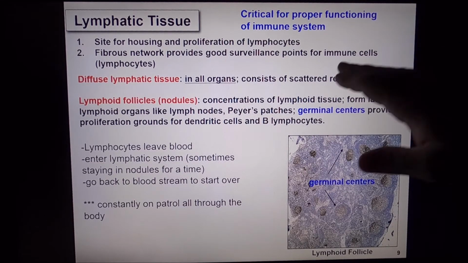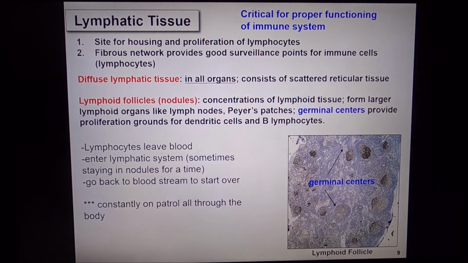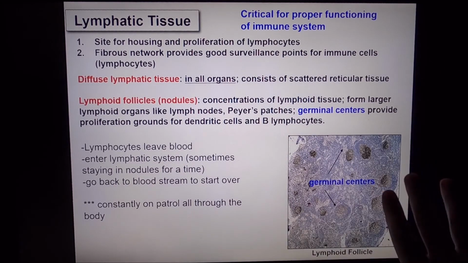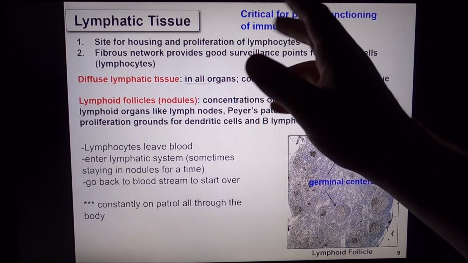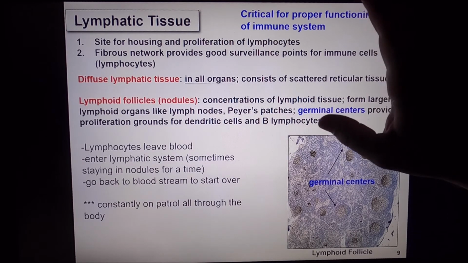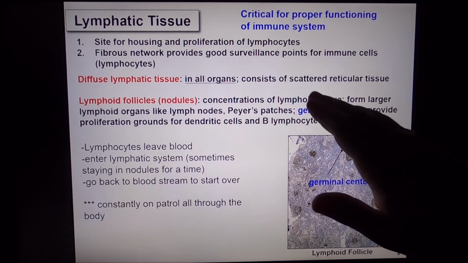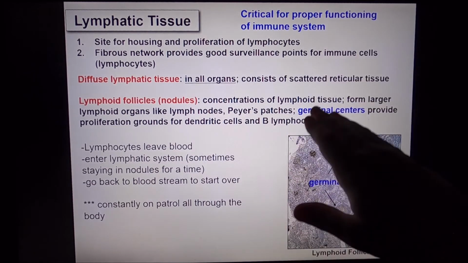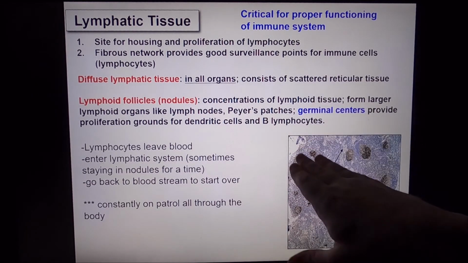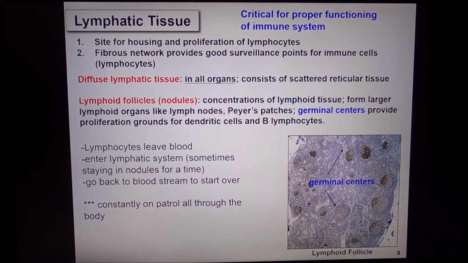It's absolutely true. And two, they provide a fibrous network that your immune cells can hang out in and look for potential pathogens. Now, in the grand scheme of lymphatic tissues, there are diffuse lymphatic tissues scattered all over, being used by the body to pick up potential issues early. And then there are your lymphatic follicles, commonly referred to as nodules. These are bits of lymphatic tissue that are more centrally located, like around your lymph nodes and what are called Peyer's patches. They'll all have germinal centers where B lymphocytes will be setting up shop and doing their job.